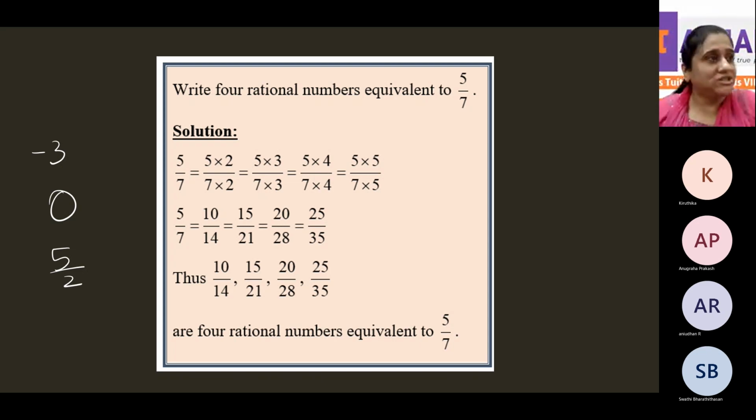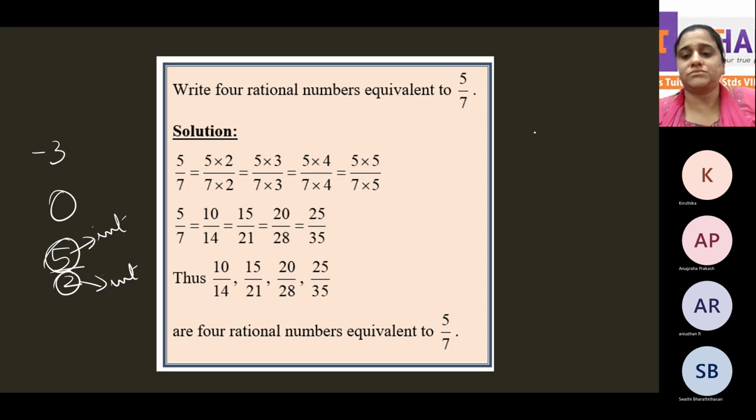Now 5 by 2 is a rational number. Why is 5 by 2 a rational number? Because the numerator is an integer, 5. The denominator is an integer, 2. 5 is an integer, correct? And 2 is also an integer. And integer by integer is a rational number.